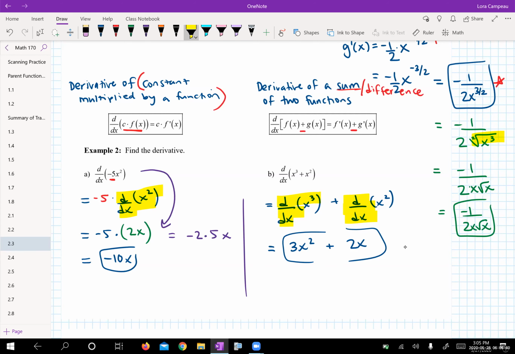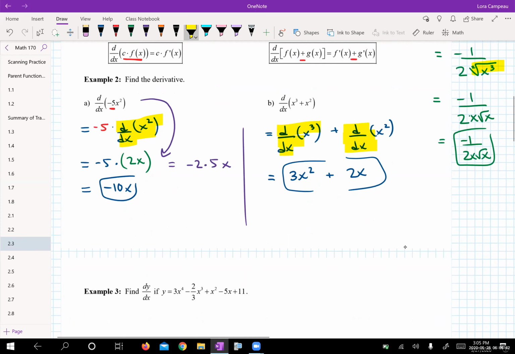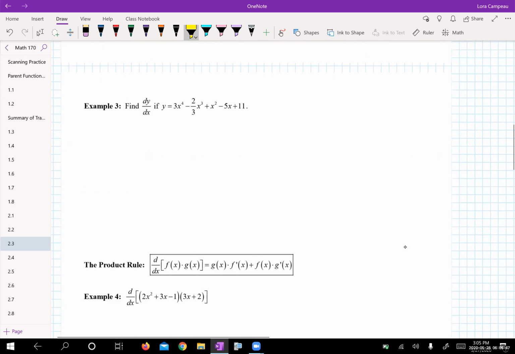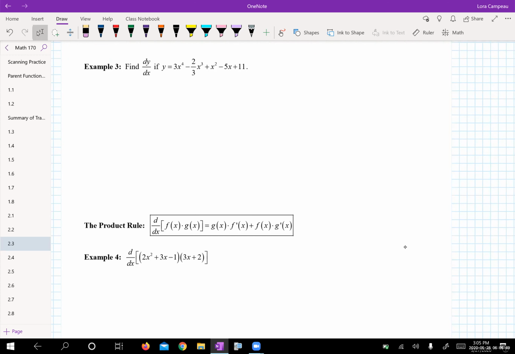So we can step this up just a little bit. Maybe not just a little bit, maybe a lot. We're going to have ourselves a polynomial. And a polynomial, if you notice, is the sum or difference of a lot of different terms. And all of those terms happen to be functions within themselves. So they're asking us, find the derivative of y with respect to x.